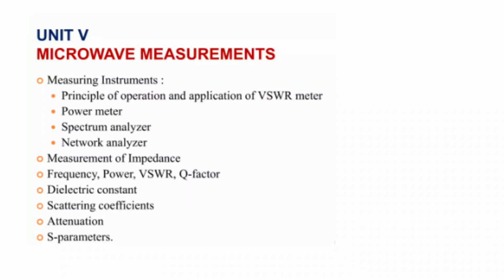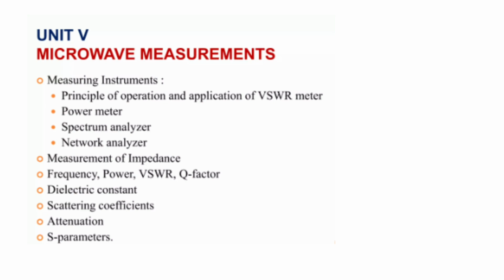Hi all. Today we are going to discuss Unit 5. In Unit 5, all the topics are about measurements, like microwave measurements. Some measuring instruments are available here: VSWR meter, power meter, spectrum analyzer and network analyzer. These are all the topics we will discuss in upcoming slides.